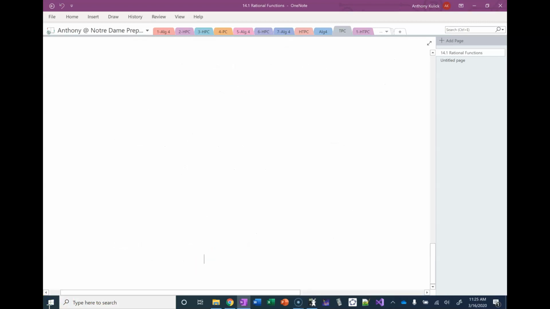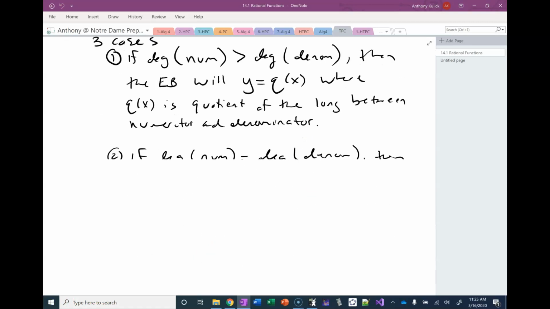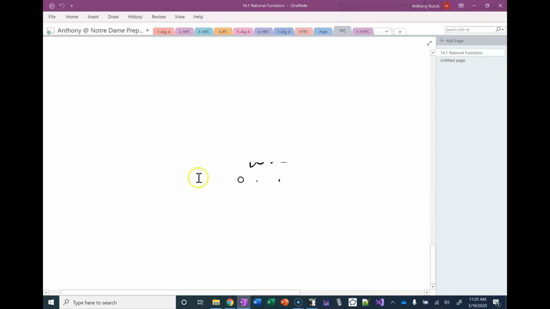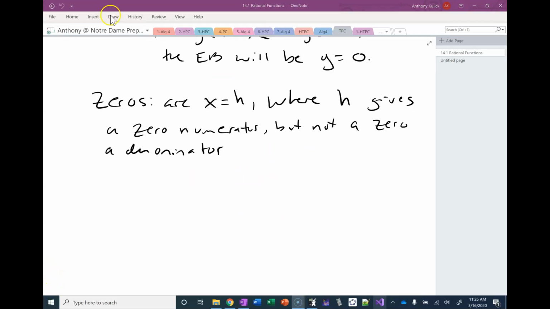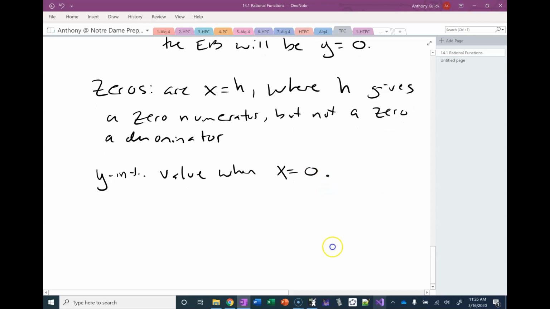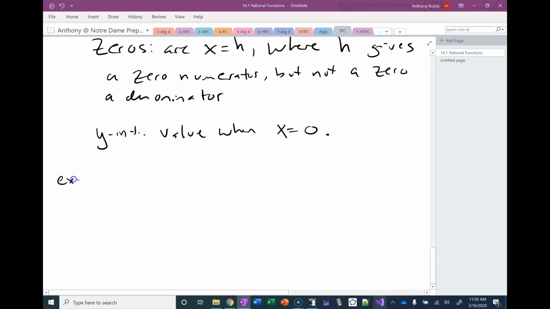And the last thing is the y-intercept, and that's easy to get. It's just the value when x equals 0. Okay, so let's do a little example and show you how to get these pieces of information and how this all works, because that was a lot all at once.